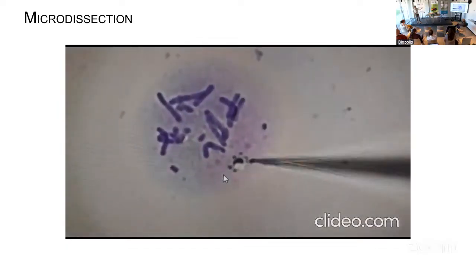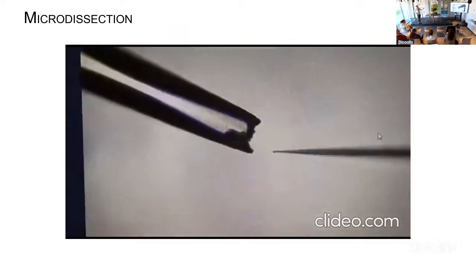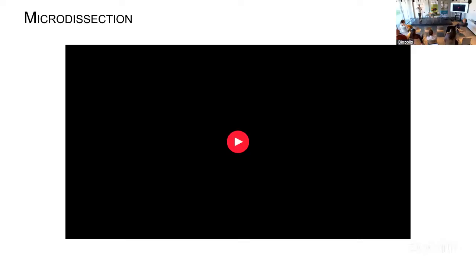So you literally scratch the chromosome out of your metaphase. This is a metaphase of a frog. Then you pick your chromosome. They are quite sticky, and then you insert the needle in your pipette, and then you break the pipette into the tube, and then you sequence the material, okay?